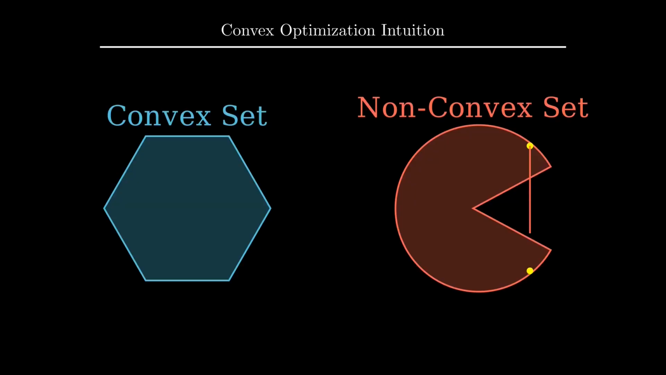Observe the blue shape. No matter how I move these 2 points, the yellow line connecting them never crosses the boundary. Now look at the red shape. If I pick points near the opening, the line passes through empty space. Because the line leaves the set, this shape is not convex.